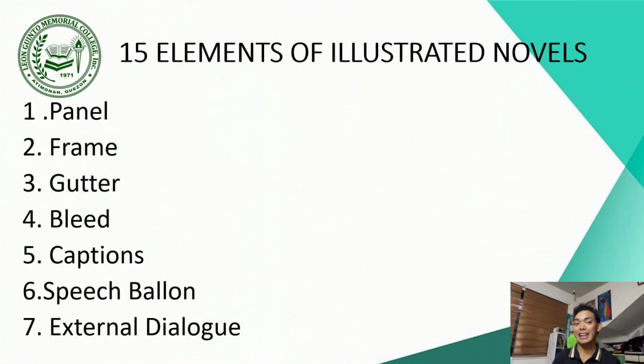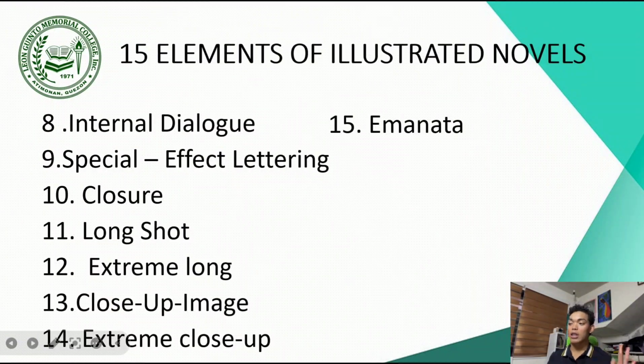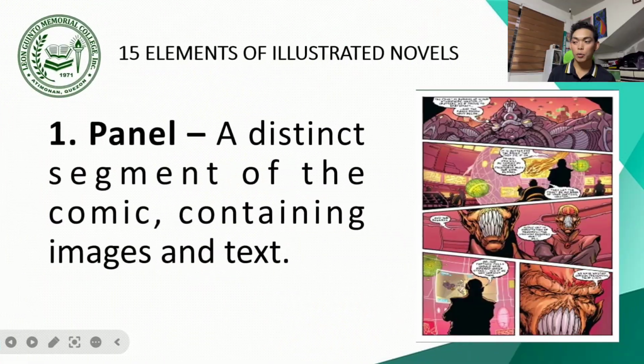First, we have panel. Next, we have frame. Third, we have gutter. The fourth one is bleed. Fifth is caption. Sixth is speech balloons. Seventh, external dialogue. Eighth, internal dialogue. Ninth, special effects lettering. Tenth, closure. Eleventh, long shot. Twelfth, extreme long. Thirteenth, close-up image. Fourteenth, extreme close-up. Fifteenth, emanata. And I will show you some examples of that. So now let's start with the panel.